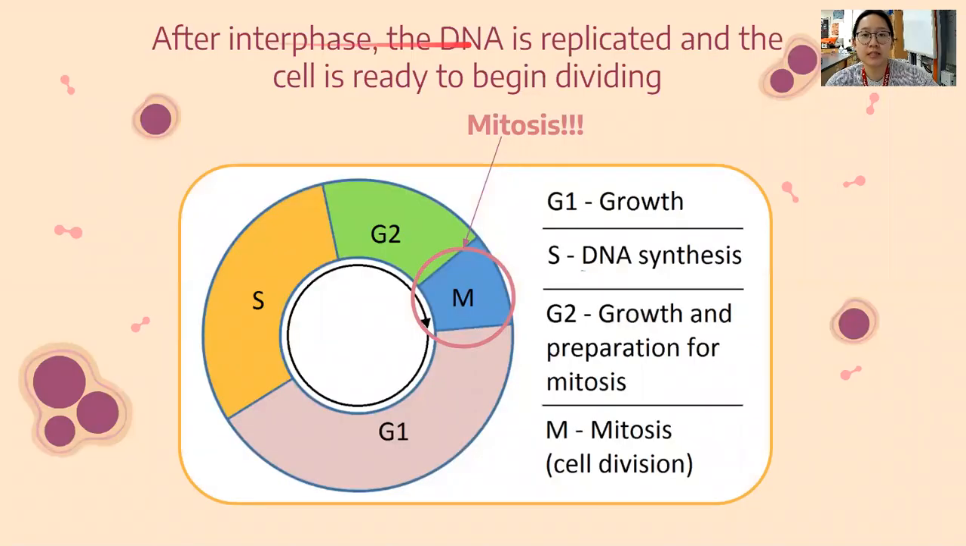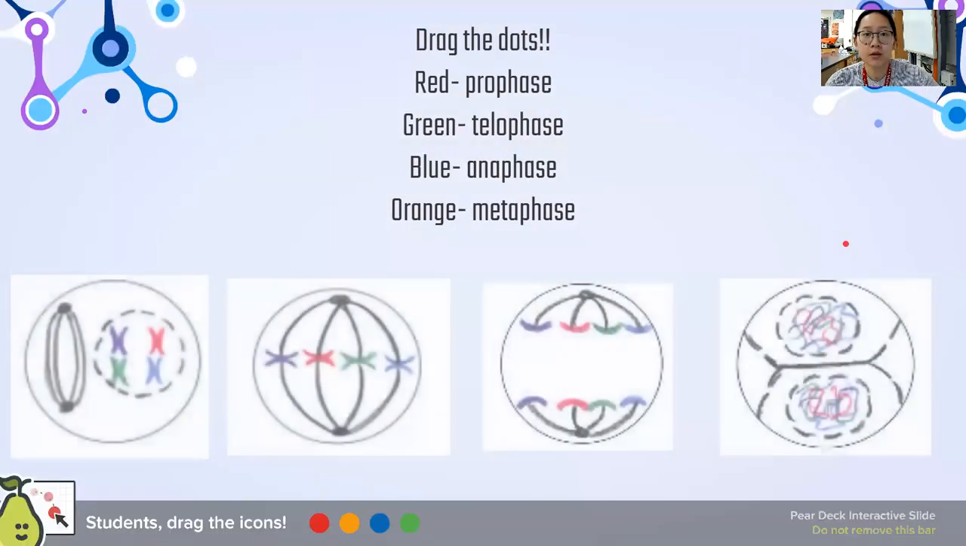So after interphase, the DNA is replicated and the cell is ready to begin dividing. So it's going to enter mitosis if nothing is going wrong. Mitosis is where we experience the cell division, mainly of the nucleus, and then at the end there's cytokinesis that'll physically separate the cell. So let's just see if you do remember. I want you to drag the red dot to the image that represents prophase, the green dot to the image that represents telophase, the blue dot to the image that represents anaphase, and then the orange dot to the diagram that represents metaphase.